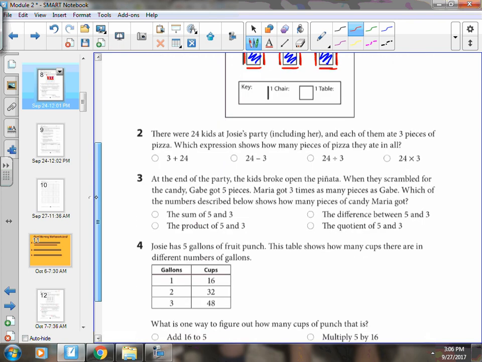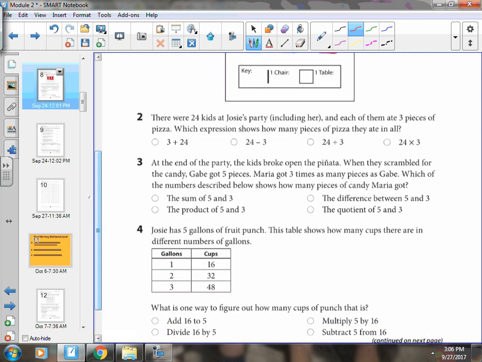Number 2, there were 24 kids at Josie's party, including her, and each of them ate 3 pieces of pizza. Which expression means no equal sign. Which expression shows how many pieces of pizza they ate in all? 24 kids times 3 pieces per kid. 24 times 3. We don't need to figure out the answer yet, but we will need to figure it out later on the second page.